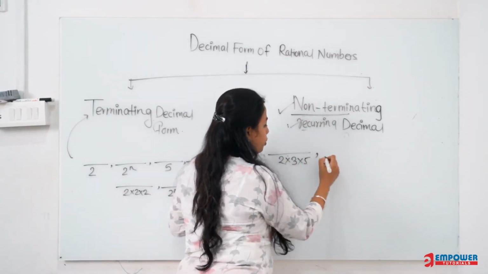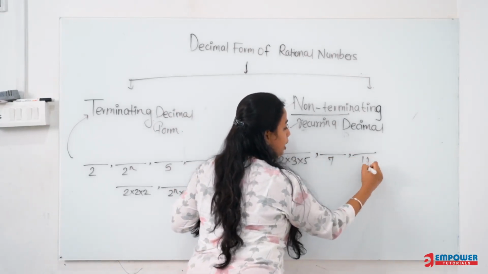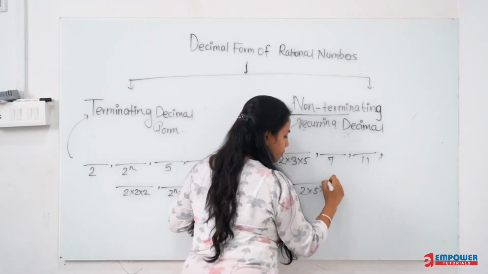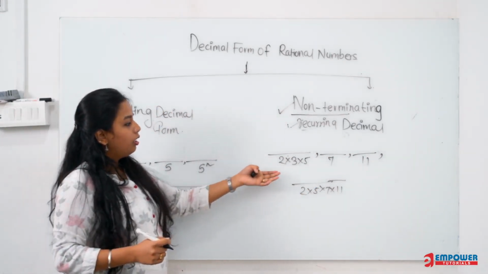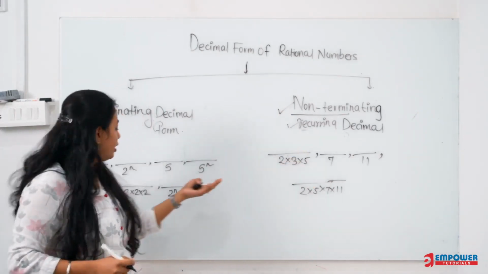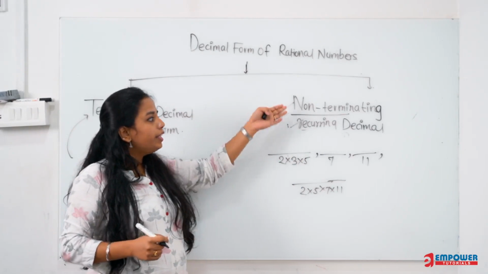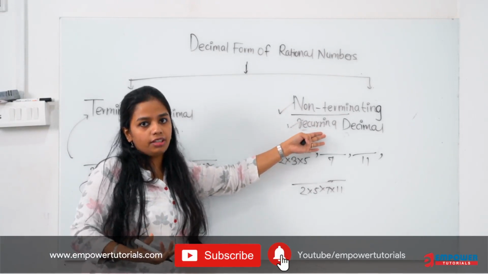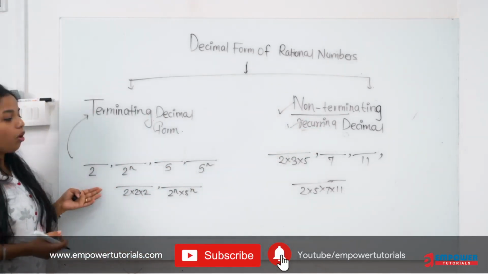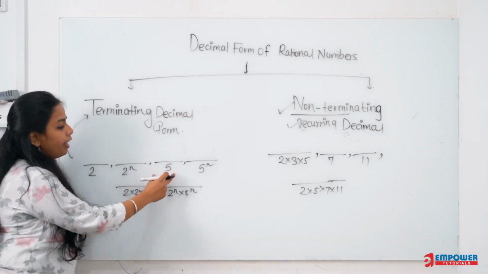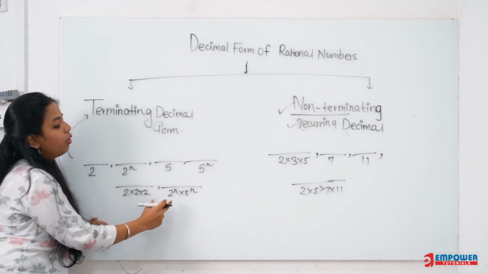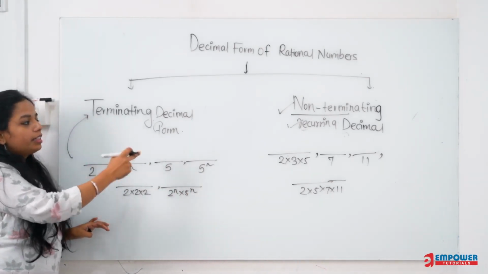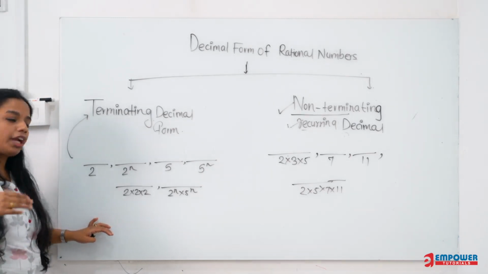So it can be 2 into 3, it can be 7, it can be 11, it can be 2 into 5 into 7 into 11. So when you have the combination of other numbers other than 2 and 5 in the denominator, you will tend to get non-terminating recurring decimal form of rational number. And when you have 2 or 2 to the power n, 5 or 5 to the power n, or combination of 2 to the power n and 5 to the power n, then you will get terminating decimal form of rational number. If you want to, you can try it out.